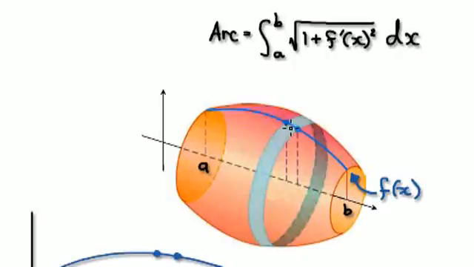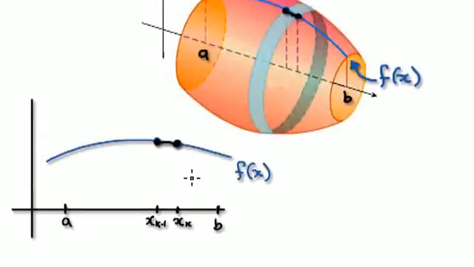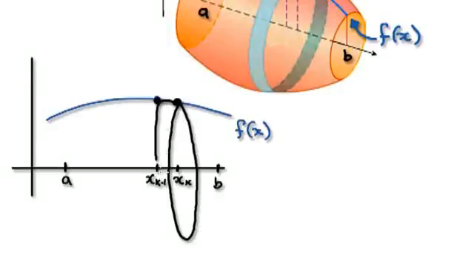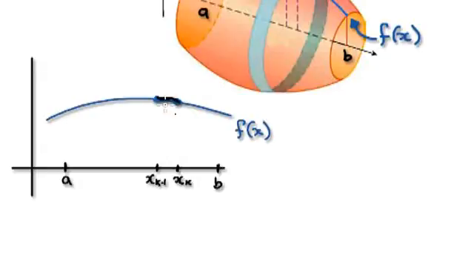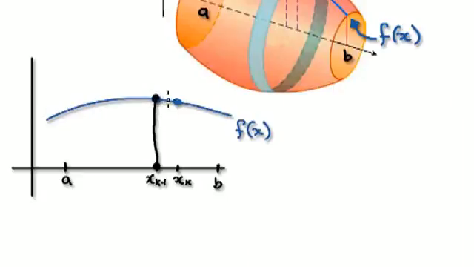So this arc length here corresponds to this. This is our arc length here. Once we've got our arc length, then we would times it by the circumference. But the thing is, which radius do you use in order to get the circumference?